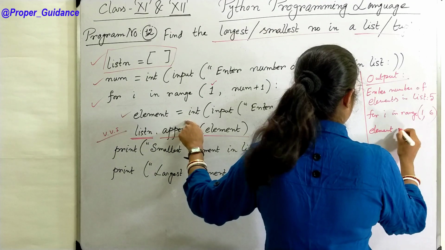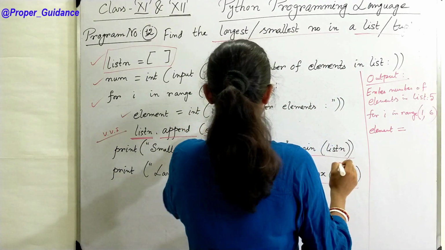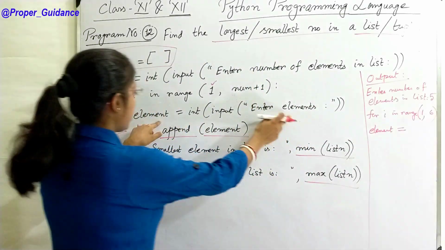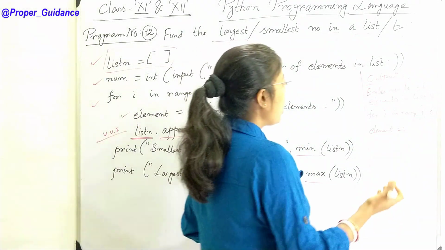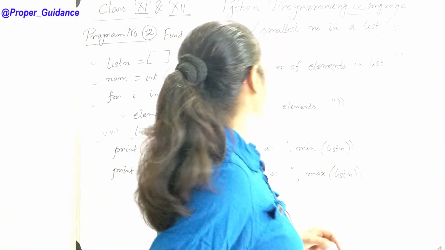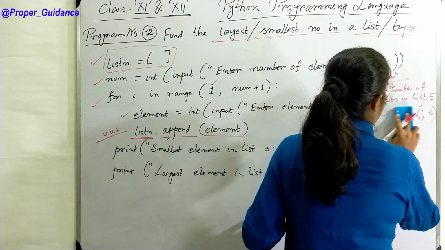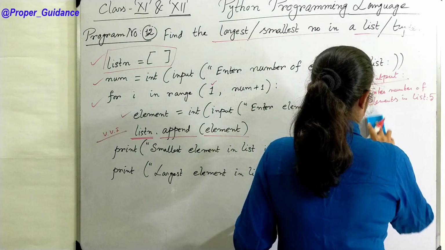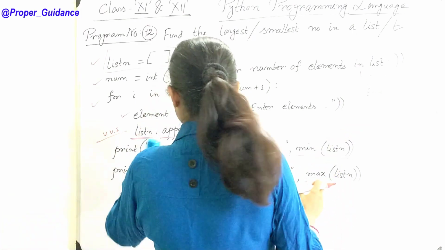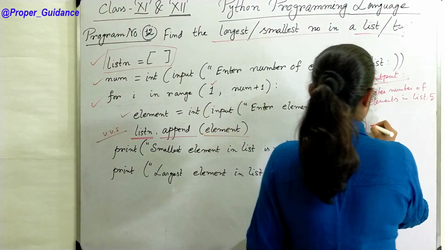Element equals int input. This line will be executed and it will display what? It will display, one thing is here. First you just write down the output, then I will go for the dry run. The output will be: enter number of elements in list, then enter elements.